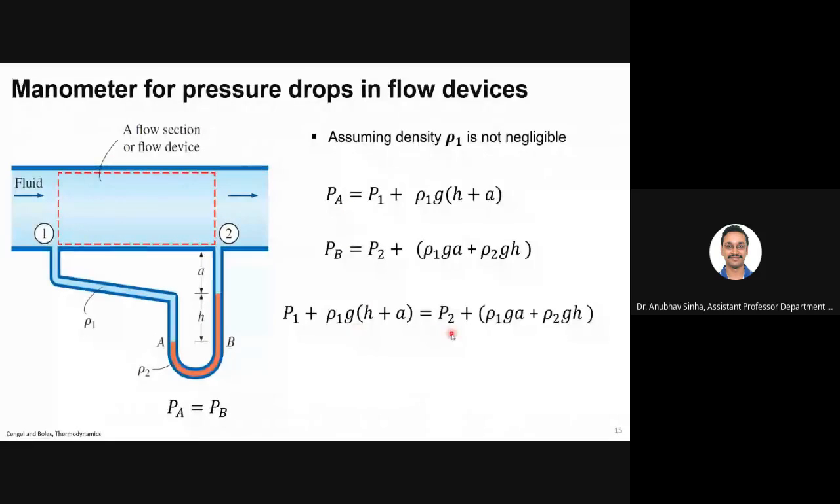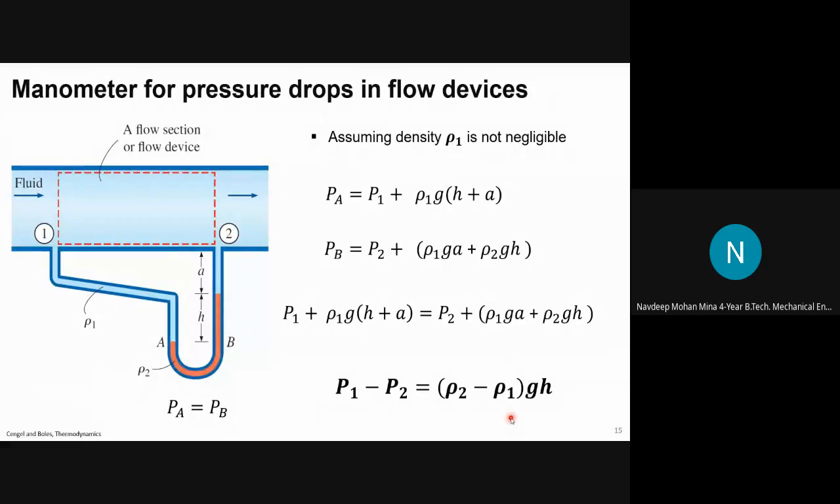Now I want to calculate delta P, P1 minus P2. So this equation I will rearrange, and I'll get P1 minus P2 in this form. You can do this calculation and see there will be some cancellation. Sorry, rho 1 GA will get cancelled. So we'll be left with H. So that is what we see here. This is okay to everyone?